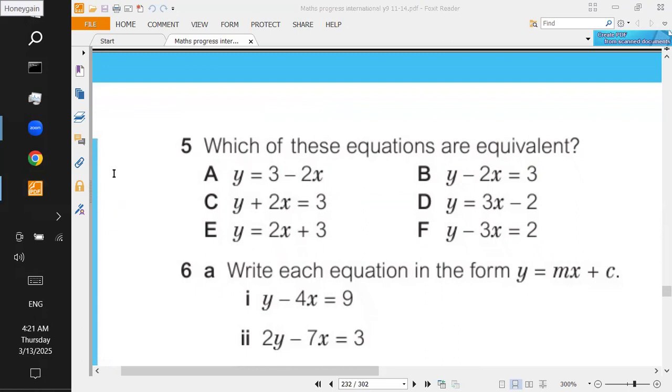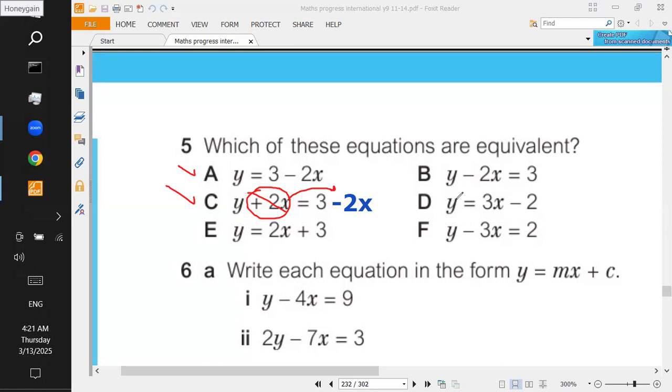So here, to rearrange the second one, we're going to take the 2x to the other side, and it's going to be negative 2x. So I'm going to write it like this, negative 2x, and remove it from this place, okay? So y equals 3 minus 2x. So basically, I can see that A and C are the same. Y equals 3 minus 2x. Y equals 3 minus 2x. Here, y equals 2x plus 3.